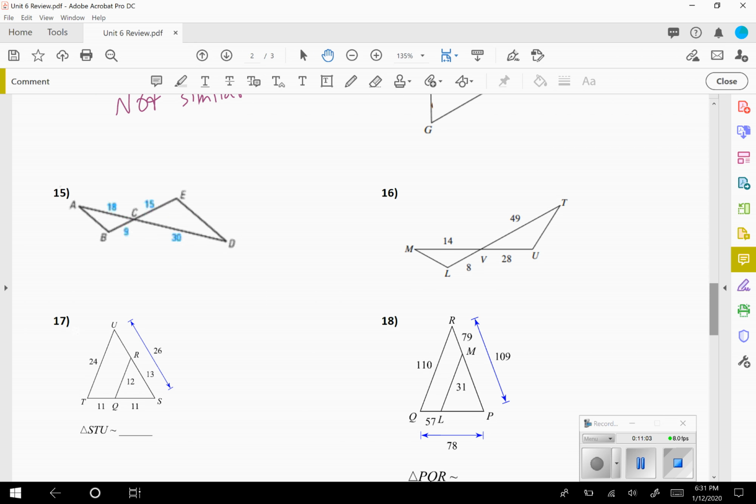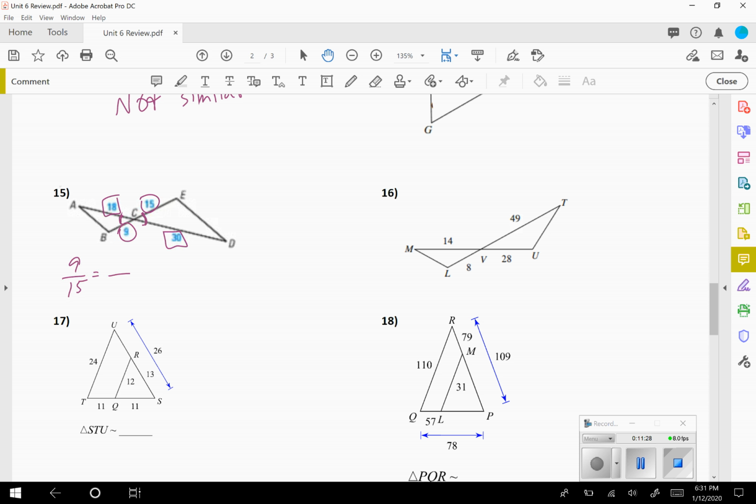Okay, 15. Here you have to look at small and medium, so 9 is my small one, so it's going to match up with the smaller one over here. 18 is the bigger one, matches up with the 30. And we have these angles in the center. So it looks like we're supposed to do side angle side, because we have the angles in the center and we have 2 sides. So let's see, 9 over 15.